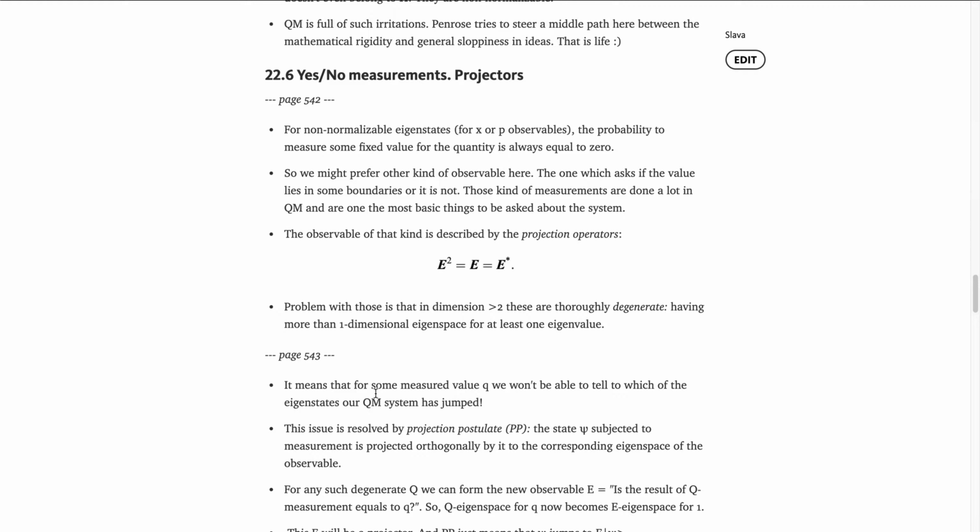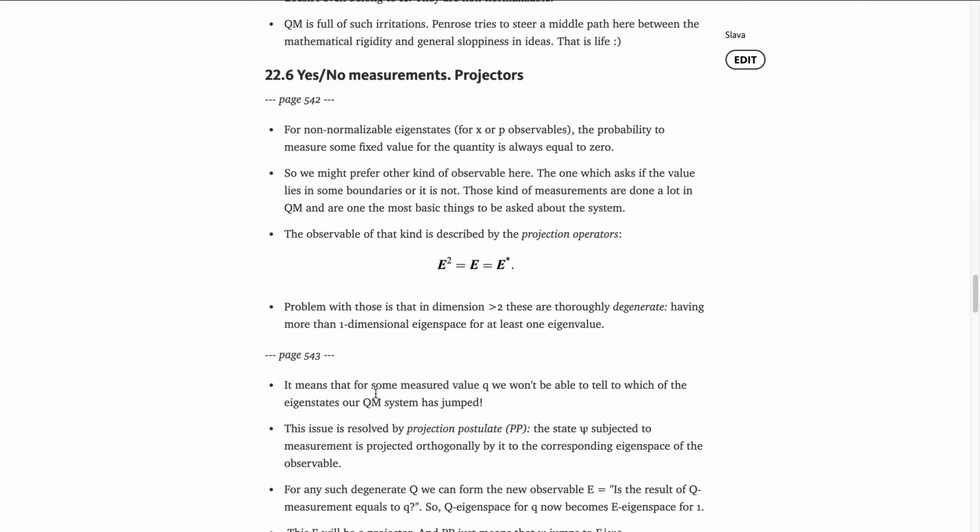And the observable of that kind is described by the projection operator, and its property is described by that equation, E squared equals E. Basically, if you project twice, it's the same as if you project only once. And also it should be Hermitian. The problem with those is that in dimension bigger than 2, these are thoroughly degenerate, and that means having more than one dimensional eigenspace for at least one eigenvalue.